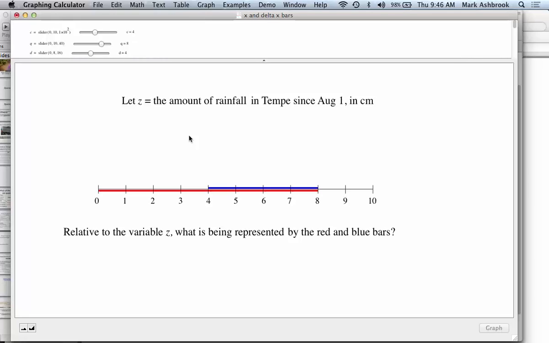Okay, how would you describe what the blue bar is showing now? How about you right here? Somebody new. Exactly the same thing? Well, so can you be more specific? So tell me, what are we saying here?